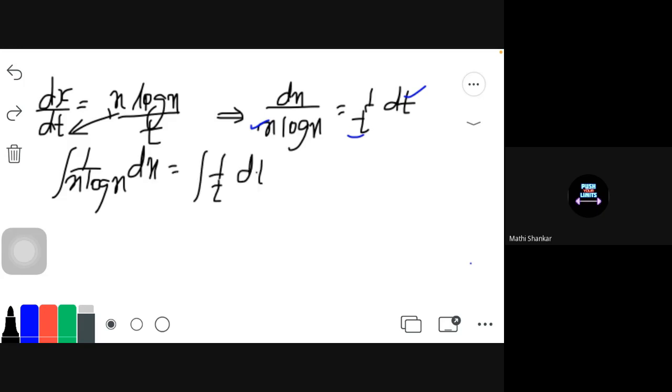Now this we have a direct formula for, but for x log x I will have to do substitution. So I will say put log of x is equal to u. So the derivative of log x will be 1 by x dx is equal to du.